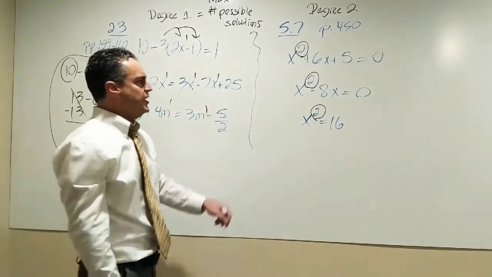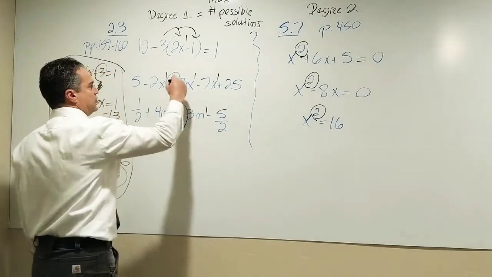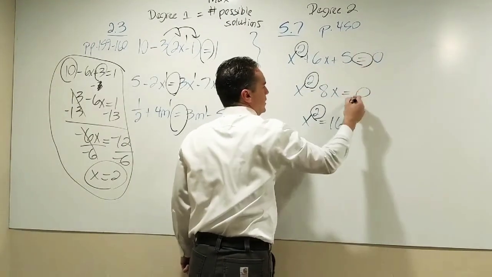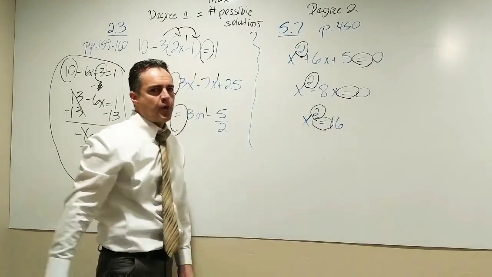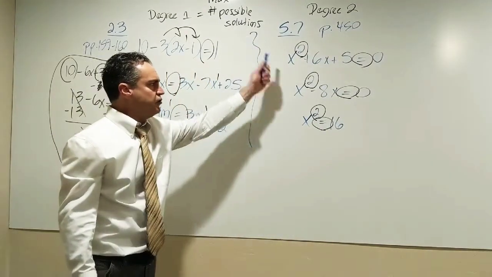But now these all have equal signs. Look at equal sign, equal sign, equal sign. Here, equal sign, equal sign, equal sign. All of our solved problems, they share that in common. But what they don't share in common is the degree. All these are degree 2 equations.